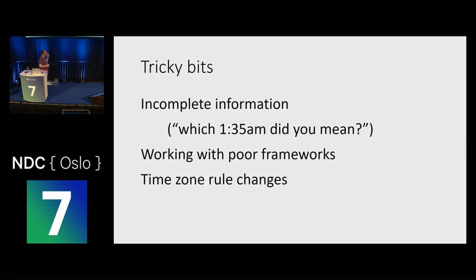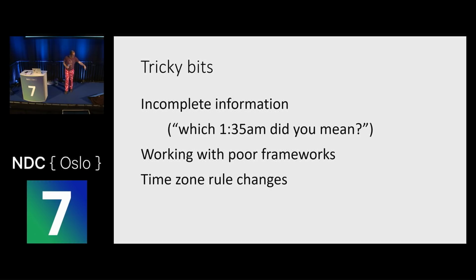Right, so there are a few tricky bits to be aware of. You will sometimes have to deal with incomplete information. Suppose a user does say, I want to schedule a calendar event for 1:35 in the morning on a particular day. You may not get to ask them, well, which of those did you mean? In particular, it would be quite odd if you asked them which one they meant when it's unambiguous. But it might become ambiguous.